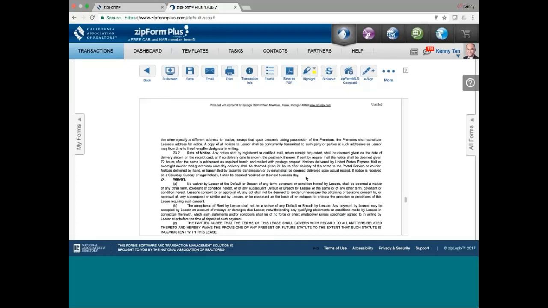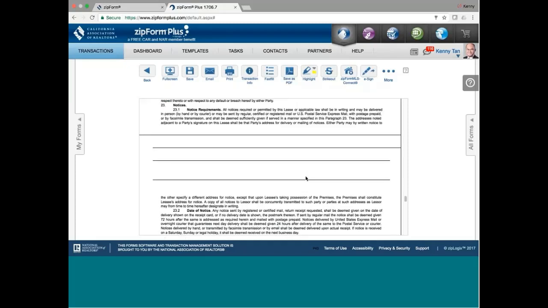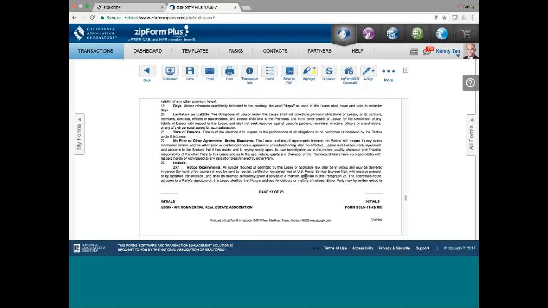All right, well, I want to say something about notice requirements. This is very important. It says here, all notices required or permitted by this lease or applicable law shall be in writing. They may be delivered in person, by hand, or by courier, or may be sent by regular, certified, or registered mail, or U.S. Postal Service express mail with postage prepaid.